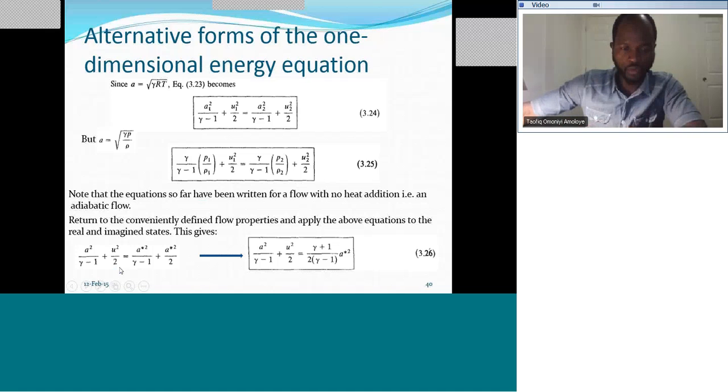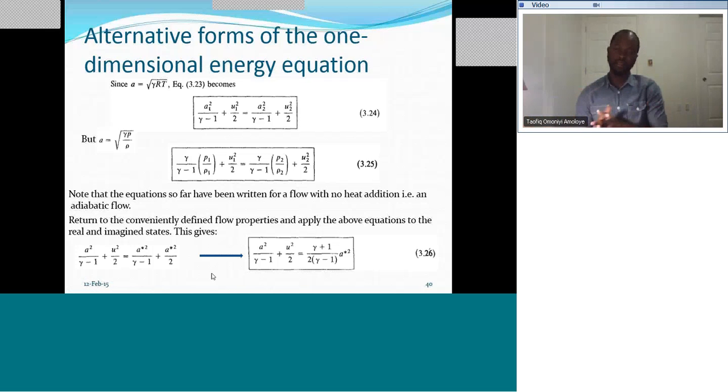So if we do that, this is the equation written for the real state. The real state is on the left hand side, and the imaginary state is on the right hand side. In the real state, the velocity of the fluid element is u, so the specific kinetic energy is just u squared over 2, and that is the speed of sound in the real state. In the imaginary state, we defined a characteristic speed of sound, a star, so a star squared over gamma minus 1, plus its speed is also going to be equal to a star.